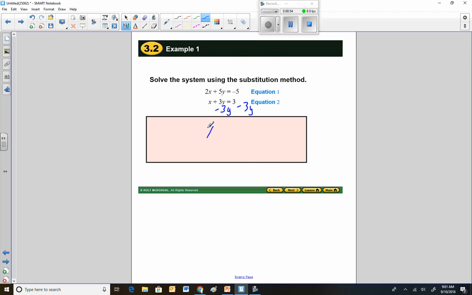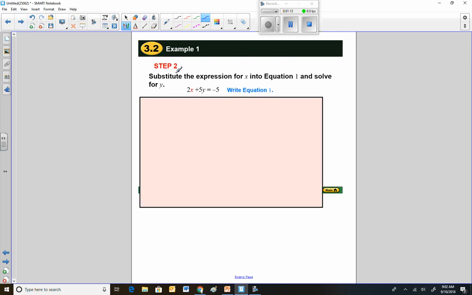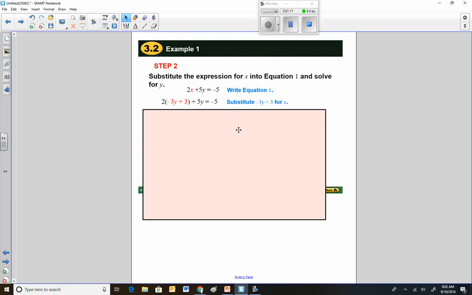Now we get x equals 3 minus 3y, because these canceled out. Now we take this expression for what x equals, and we plug it in right here into the other equation. I'll show you that on the next page. We're going to take this 3 minus 3y and plug it in right there. On this page, we replace the x with the negative 3y plus 3.